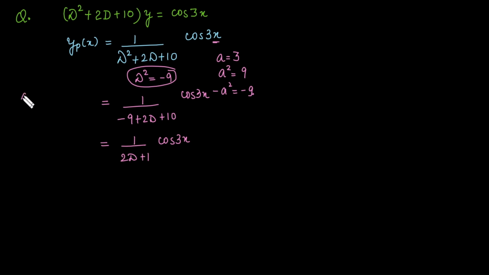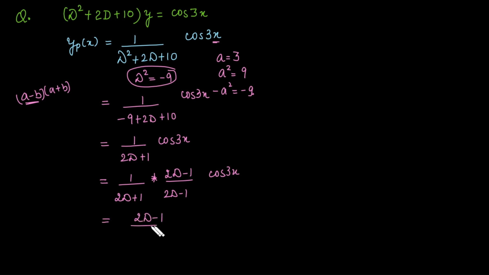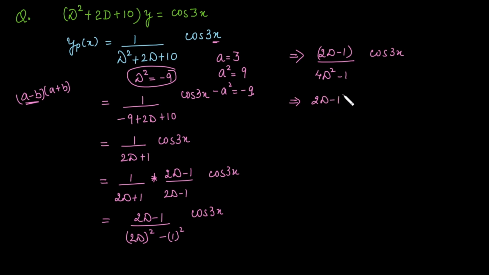So again we need to create a minus b into a plus b form. So it is already a plus b form, so we need a minus b. So what we will do, in this case we will write it as 2D plus 1, multiply this operator with 2D minus 1 upon 2D minus 1 into that RHS. So this is equal to 2D minus 1 upon 2D whole square minus 1 square, cos of 3x. So this is equal to 2D minus 1 divided by 4D square minus 1, cos of 3x.